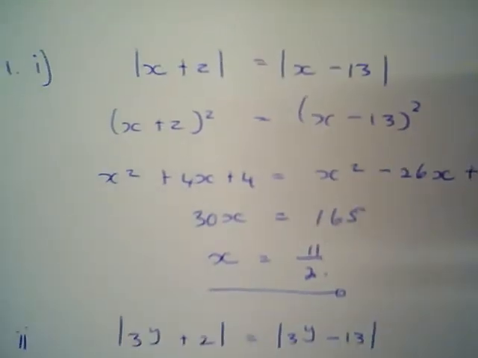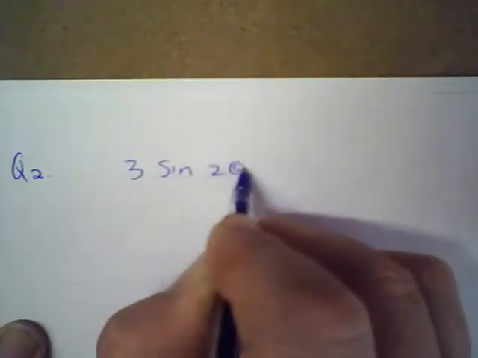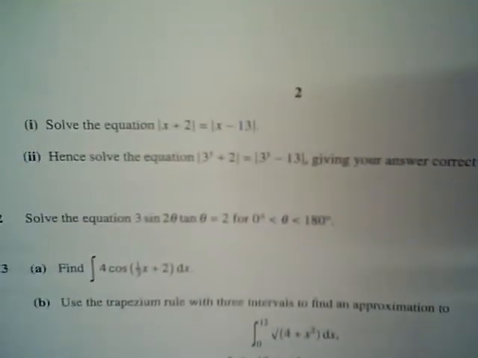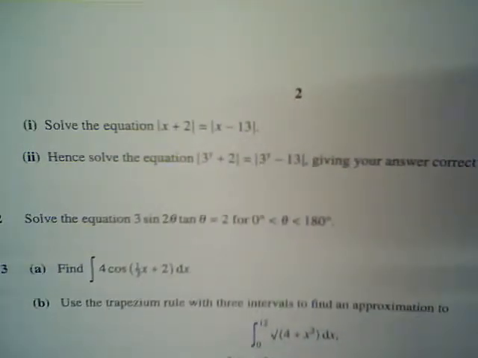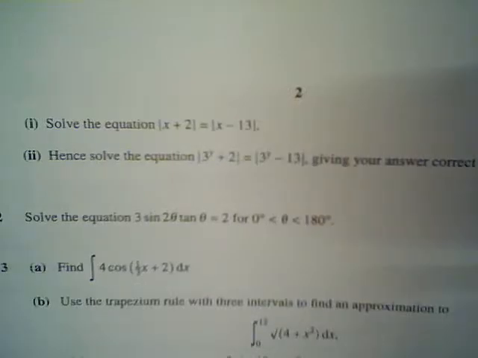Let's move on to question 2. Question 1 was worth 4 marks, 2 for part I, 2 for part II. Question 2: solve the equation 3 sine 2 theta tan theta equals 2 for the interval between 0 and 180 degrees. There they go for question 2, and now we're asked to do that.